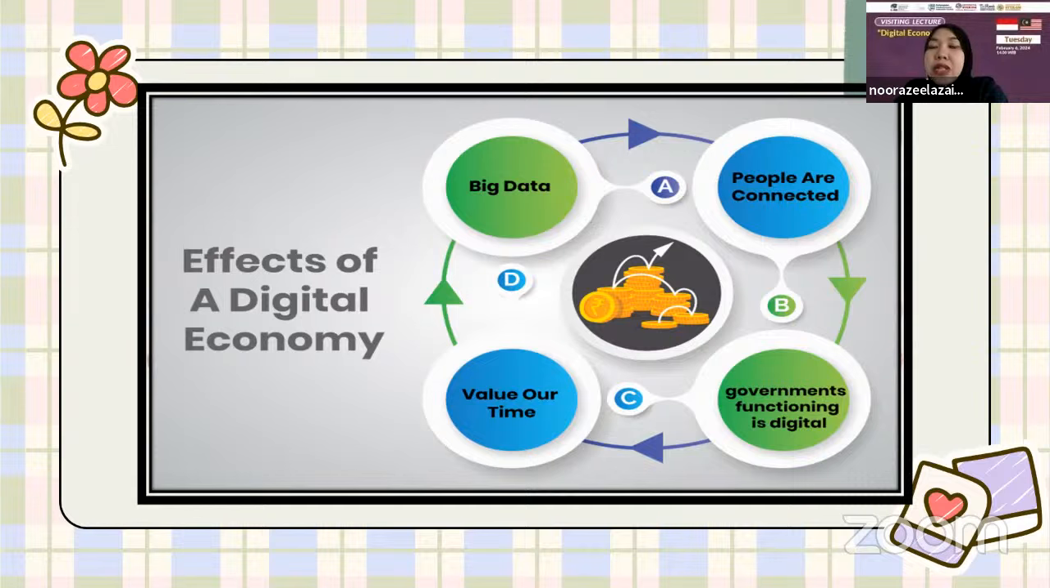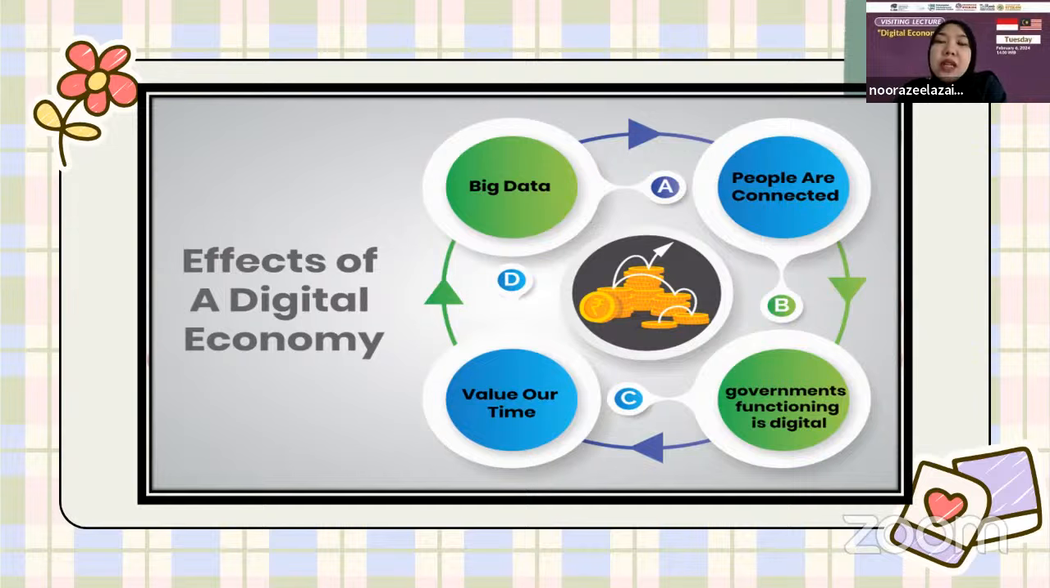So in a digital economy, the value of time is heightening as digital technology enables faster and more efficient processes. Tasks that previously took hours or days can now be completed in minutes or seconds, leading to increased productivity and reduced time to market.